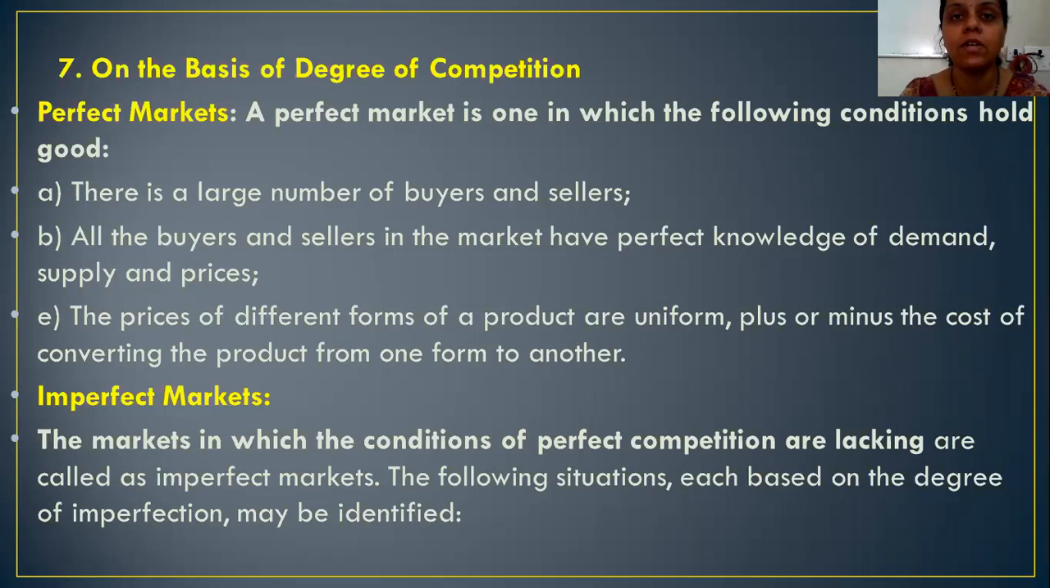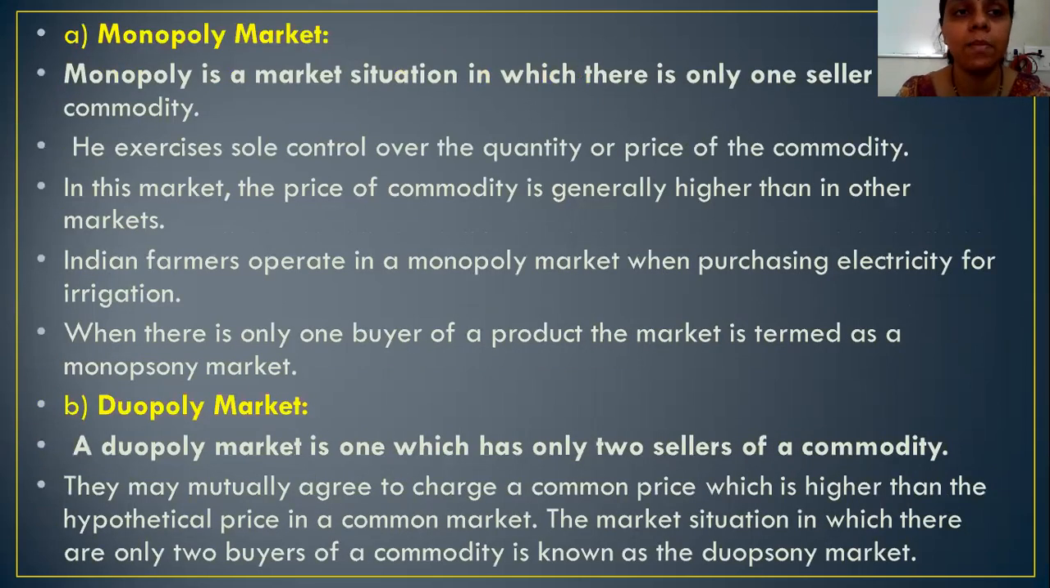Then the second one, imperfect markets. The market in which the conditions of perfect competition are lacking is called an imperfect market. The following situations, each based on the degree of imperfection, may be identified in the case of imperfect markets. So on the basis of imperfection, there will be different types of imperfect market. Let's see the types of imperfect market. In that, the first one is the monopoly market.